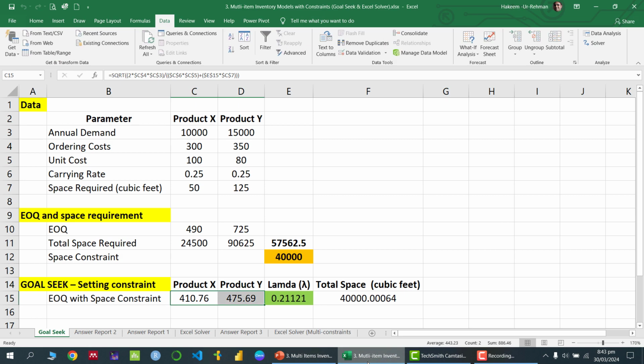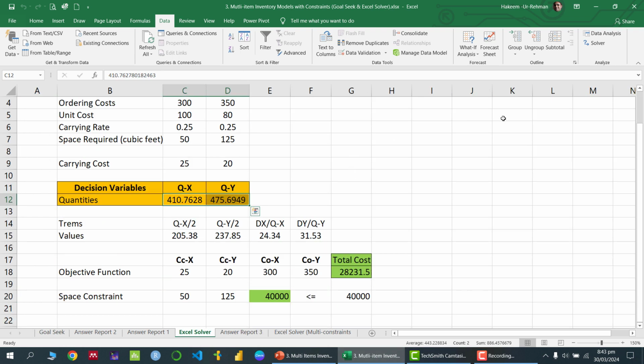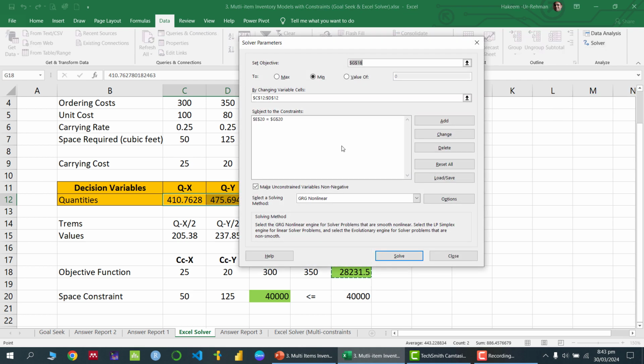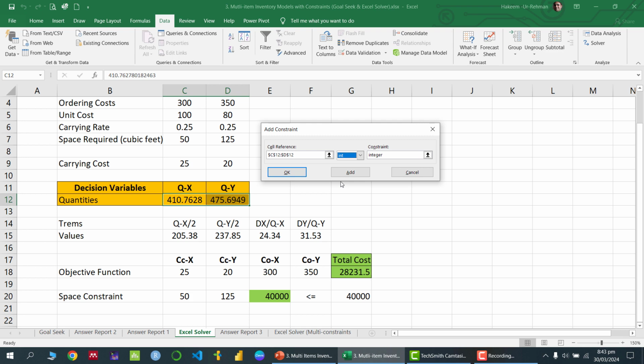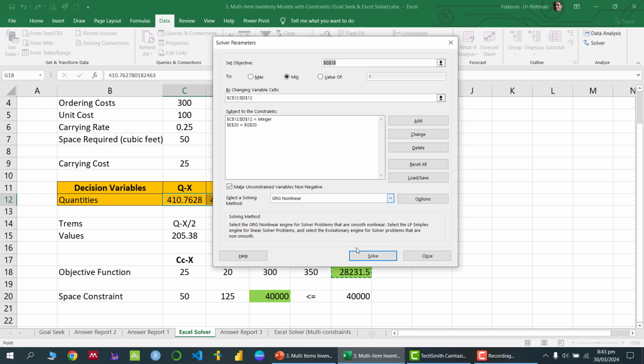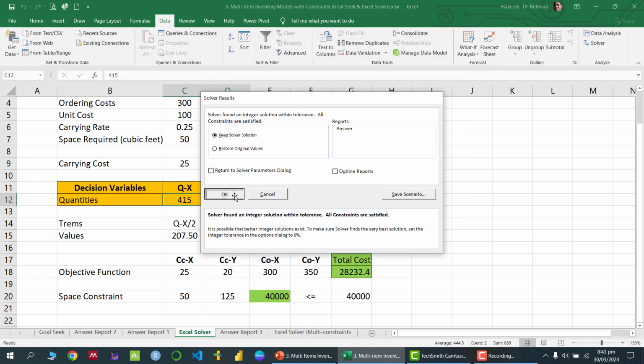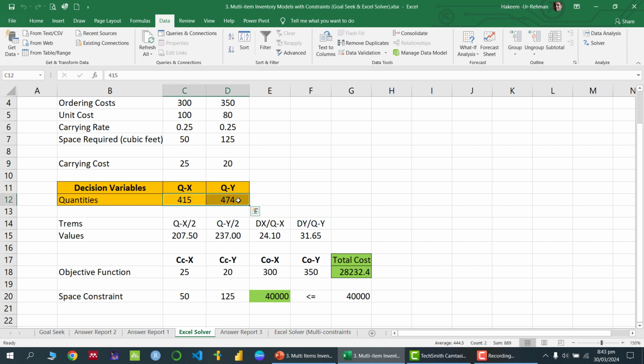Let me do another thing. Right now these values are in fractions, and we want them to be integers. So we are further restricting it. That is, we are applying not the mixed non-linear programming, but non-linear integer programming. That means we are adding another constraint that these two variables must be integers. So press OK, and again, solving it, press OK. Now we are getting the integer solution.